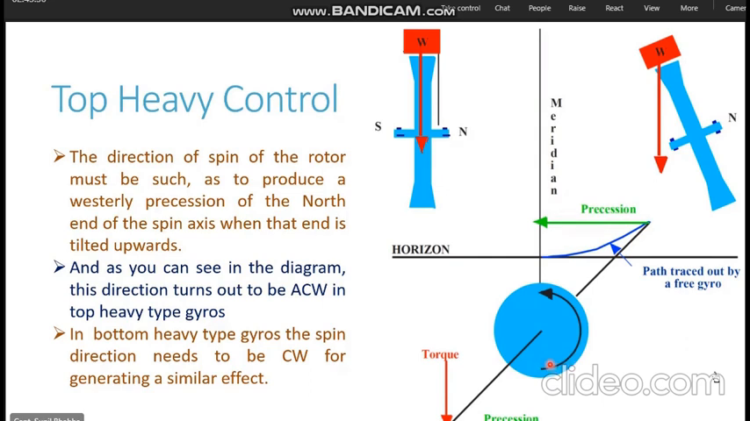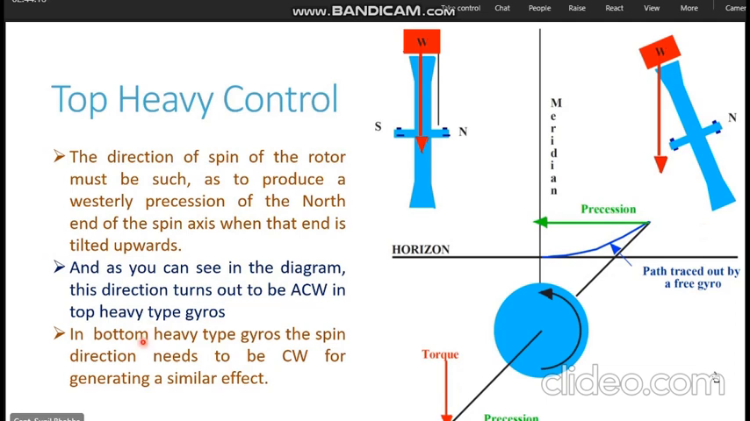You can see in this diagram also that if the torque is pointing downwards in the southerly direction, you have an anti-clockwise spin of the rotor. This torque generates an easterly precession on the south end and a westerly precession on the north end of the spin axis. Now if the gyro was spinning clockwise, the precession generated at the south end would be westerly, and the precession generated at the north end of the spin axis would be easterly, thus taking the spin axis farther away from the meridian, defeating the whole purpose.